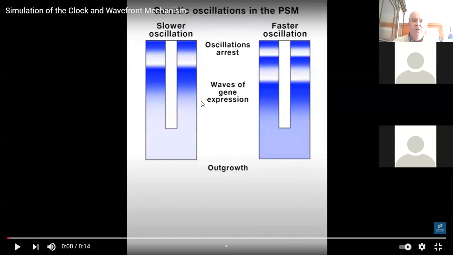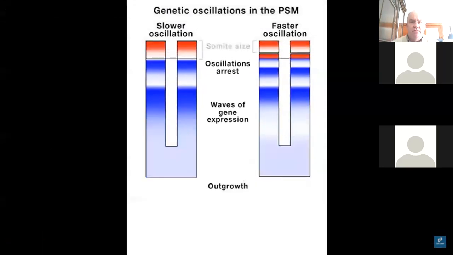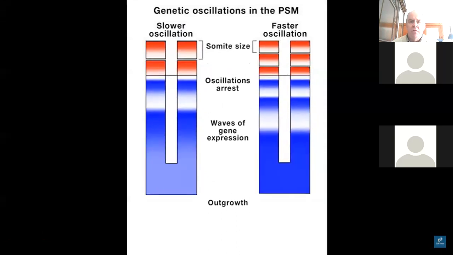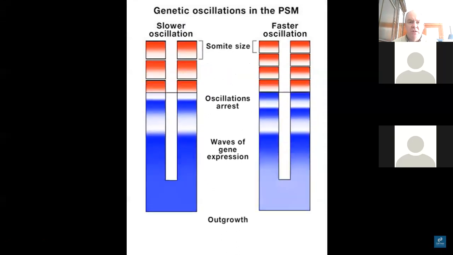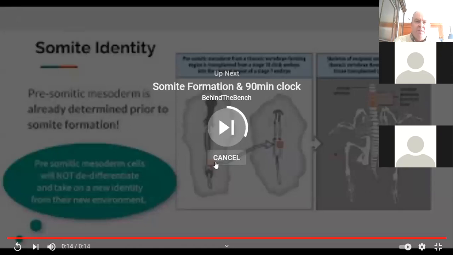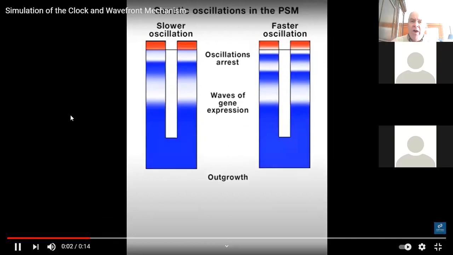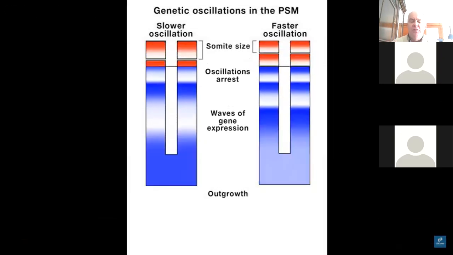So this is like a slower, and this is a faster. Notice that the node is moving at the same speed, no matter which side we're looking at. The only difference is how quickly that wave is going. Every time the front blue wave hits the determination wavefront, you get another somite. But there are more waves on the right. Oh, stop already. There are more waves on the right, so you get more somites on the right.